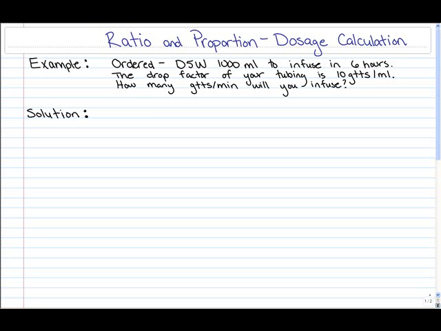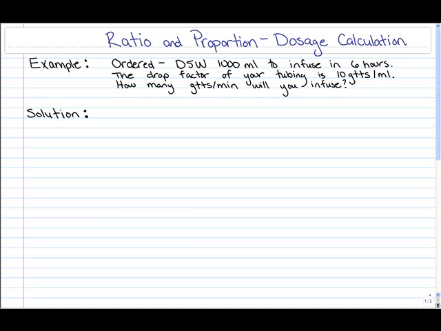In this video, we're going to take a look at dosage calculation based on ratio and proportion. Now, many nurses have difficulty with drug calculations, mostly because they don't enjoy math. However, many drugs require some type of calculation prior to administration, so it's very important to practice careful and accurate calculations to help prevent medication errors.